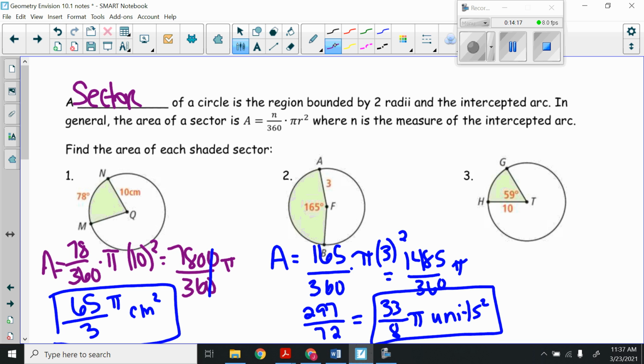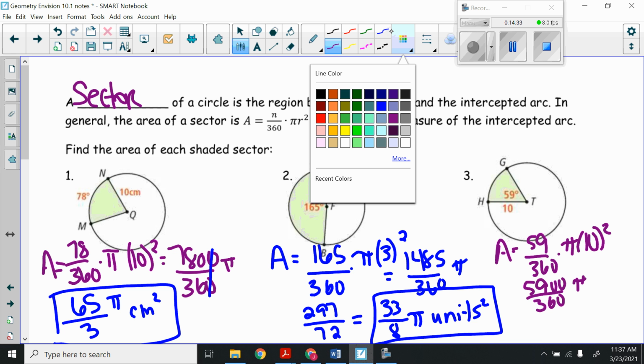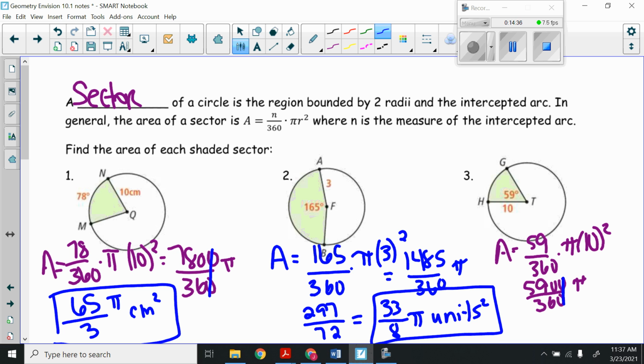And number 3, my area would be 59 divided by 360 times pi times 10 squared. So again, 10 squared is 100, so I get 5,900 over 360 pi. Reduce, so those zeros cancel, so 590 and 36. Biggest number they're going to have in common is a 2, so take a 2 out of everything, and I get 295 over 18 pi, again, square units.